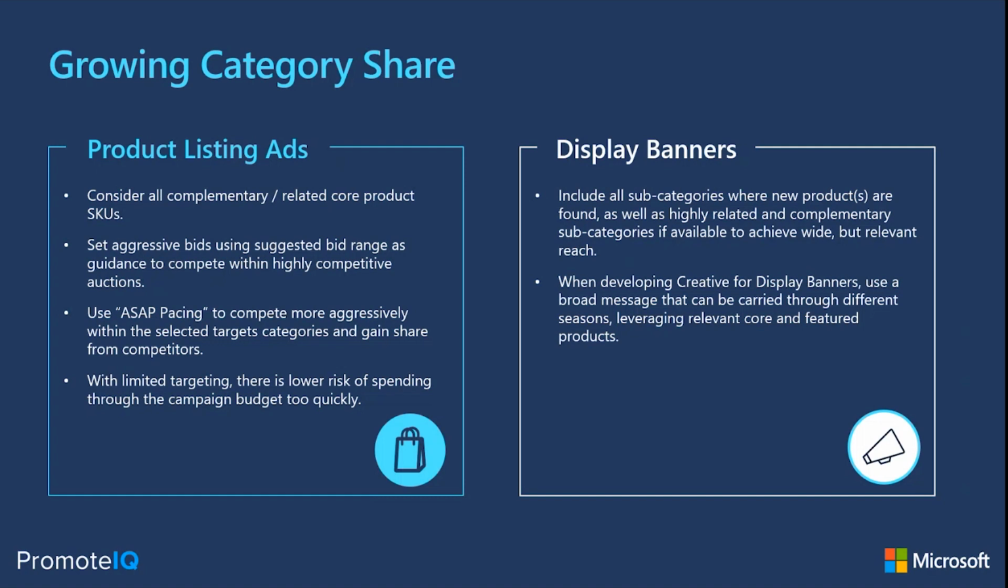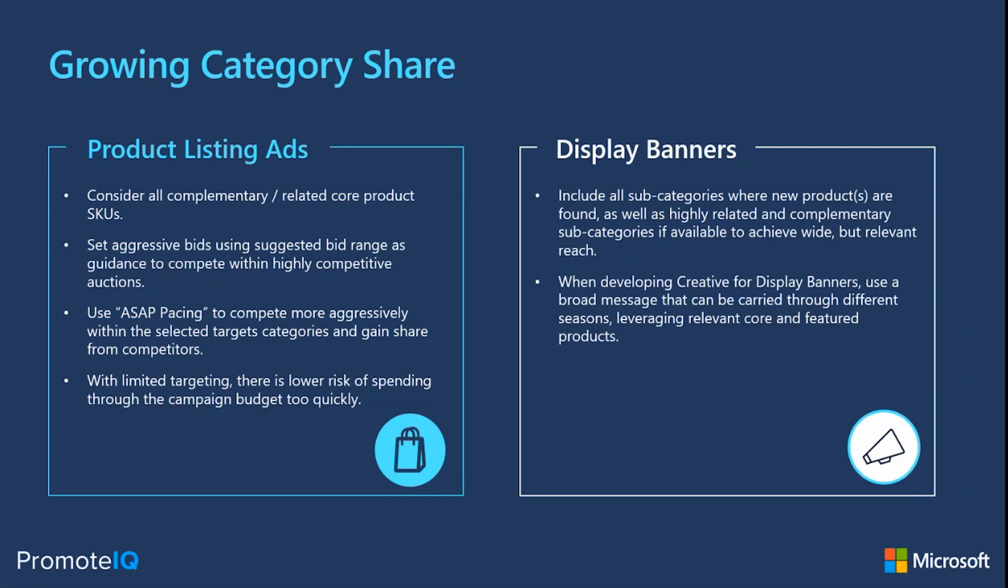Set aggressive bids using the suggested bid range as guidance to compete within highly competitive auctions. Use ASAP pacing to compete more aggressively within the selected target categories and gain share from competitors. With limited targeting, there is lower risk of spending through the campaign budget too quickly.